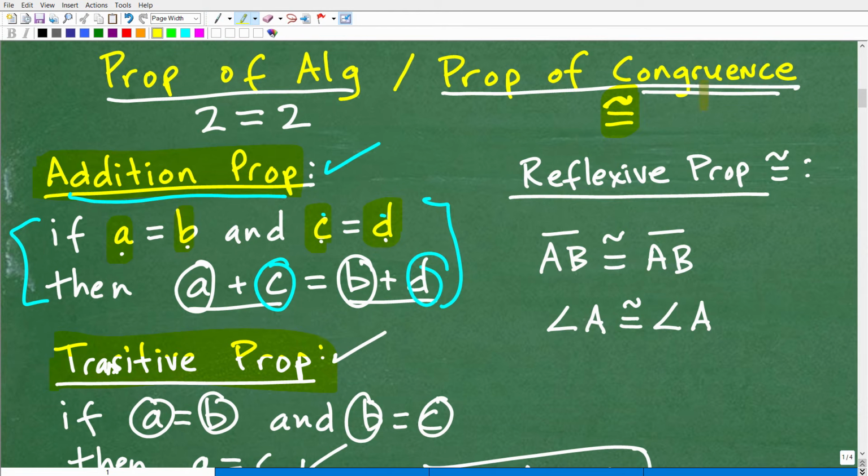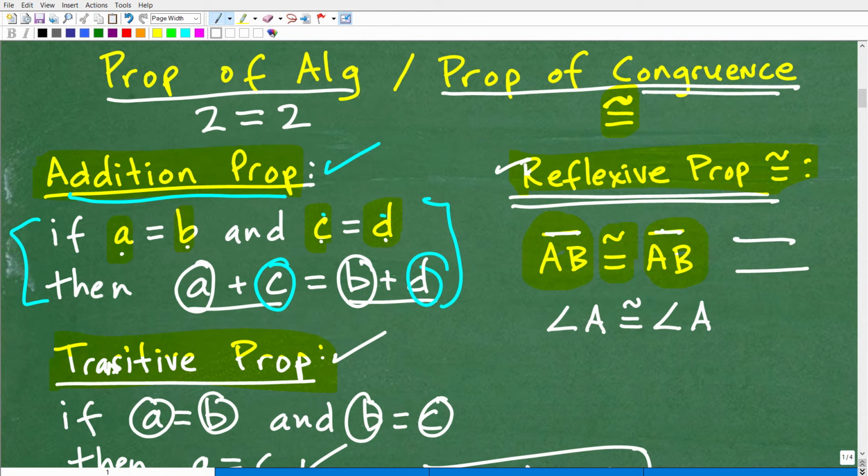But congruence has to deal with the measurement of something that's given us a measure. Let's take a look at an example. So let's look at the reflexive property of congruence. Line segment AB is congruent to line segment AB. In other words, here's AB. It's basically the same measure of itself. Well, we can state that because of the reflexive property of congruence, because we're dealing with line segments.